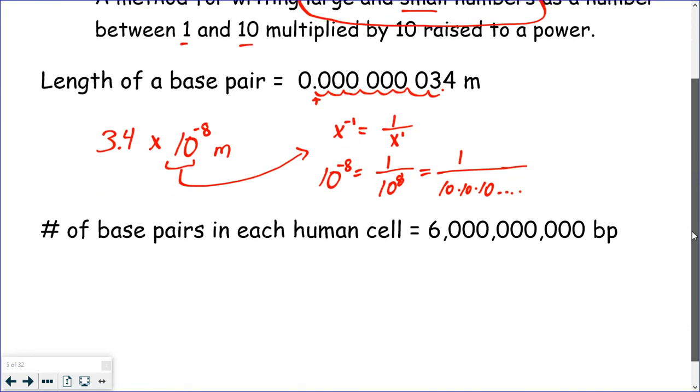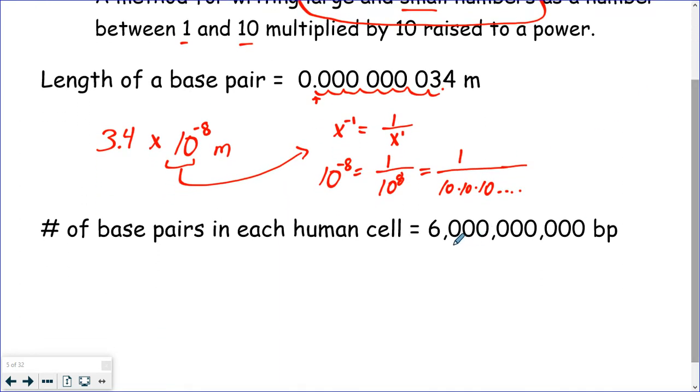For our positive ones, that's for large numbers. The number of base pairs in a human cell is 6 billion base pairs. And if I want to make this scientific notation, there's an implied decimal right here at the end of my number. I want to move that decimal all the way to here, and it makes my number 6. You can write 6.0. I'll just write 6 right now. You'll see why after we talk about significant figures.